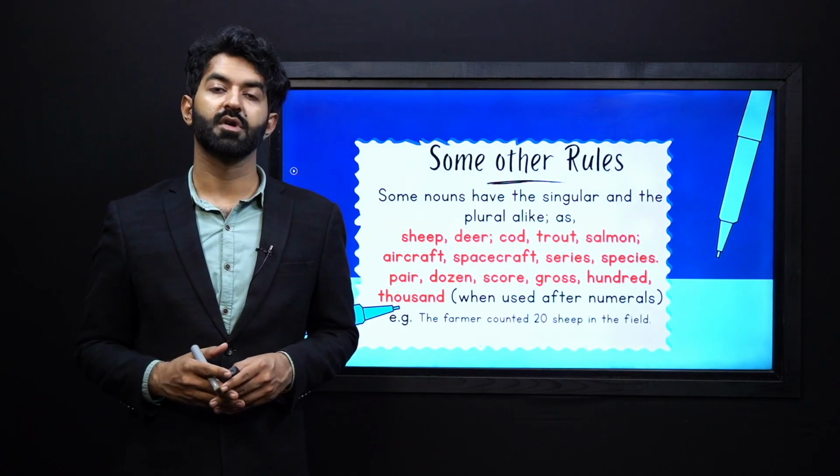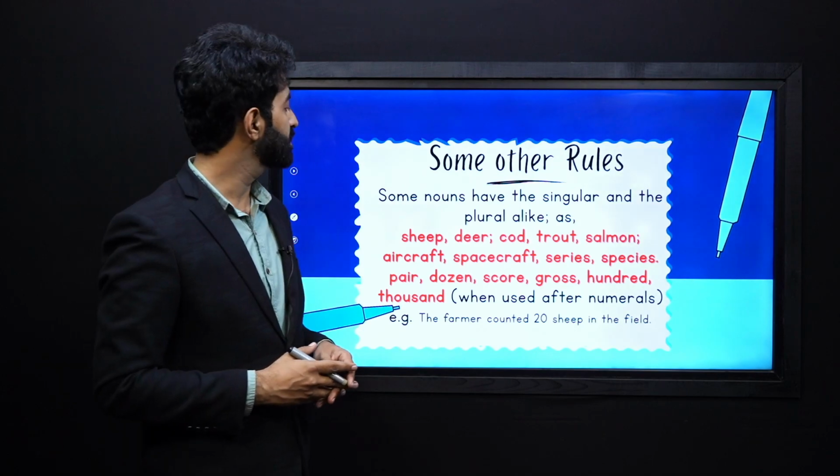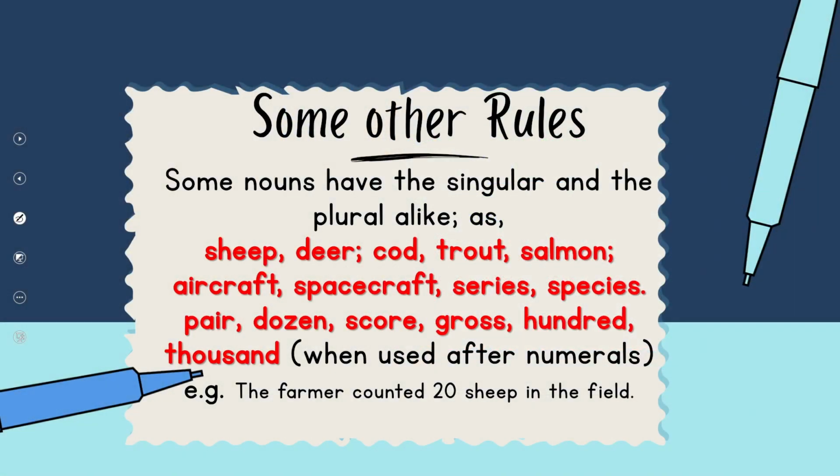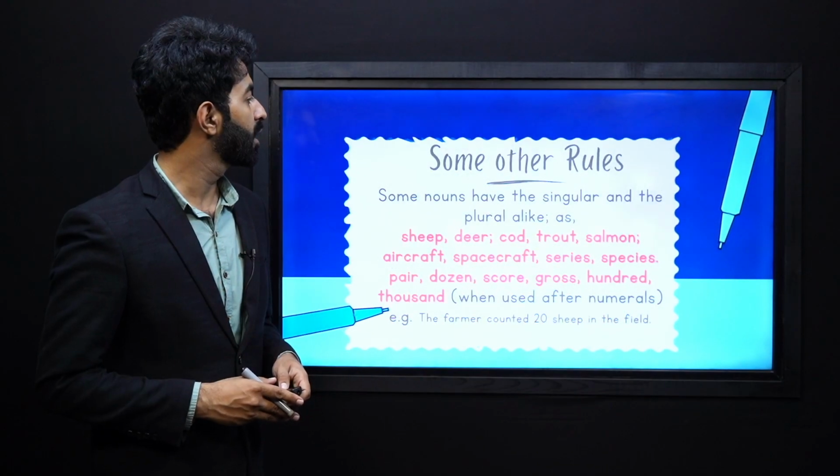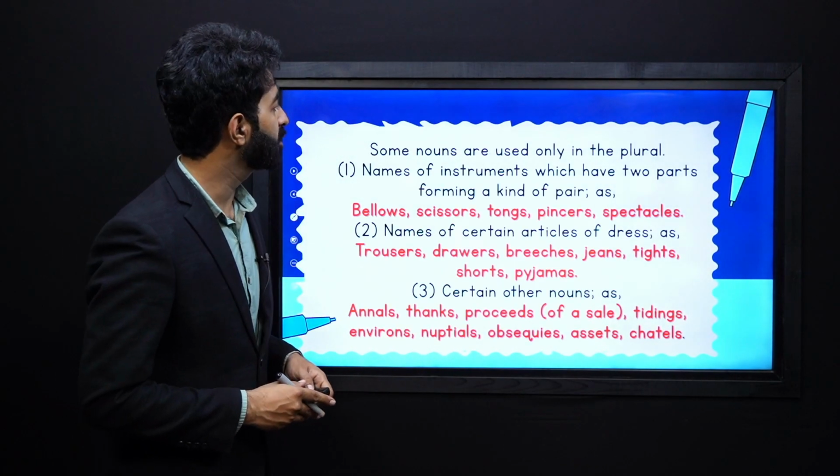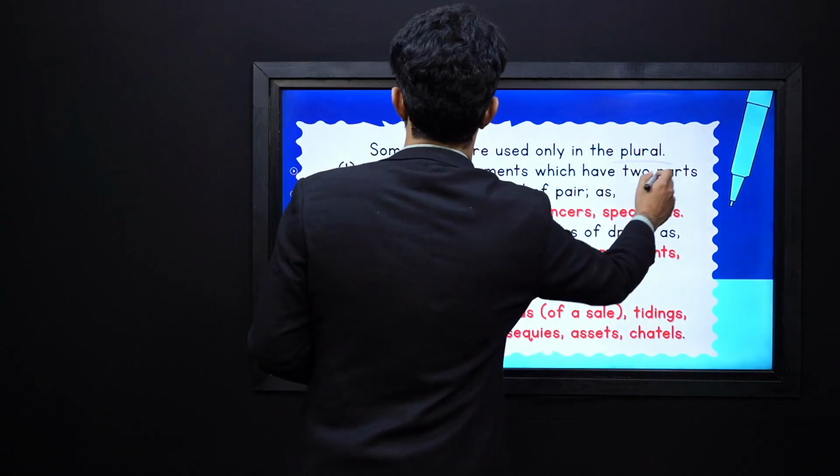Okay, here we have some other rules, some exceptions. Some nouns have the singular and plural alike. All these nouns, sheep, deer, cod, trout, all of them have the same singular and plural noun when used after numerals. The farmer counted 20 sheep, not sheeps. So this one is a rule to remember.